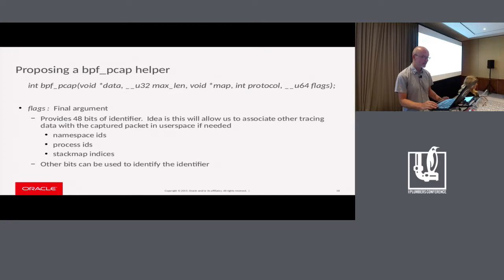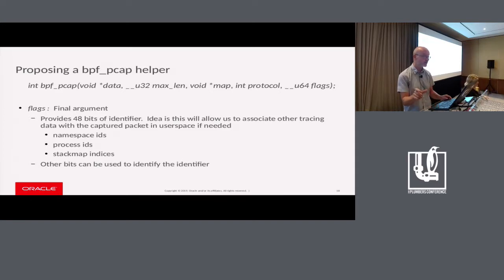And then the flags is a final argument. One of the things I'm suggesting here is that we reserve about 48 bits of the flags for an identifier, the point of which is that it would allow us to associate other tracing data with the captured packet in user space if needed. So that could be a network namespace ID, a process ID, or an index into a stack map. The stack maps allow us to capture stack traces in an efficient manner. And we can use other bits then to identify what that identifier is effectively as well.